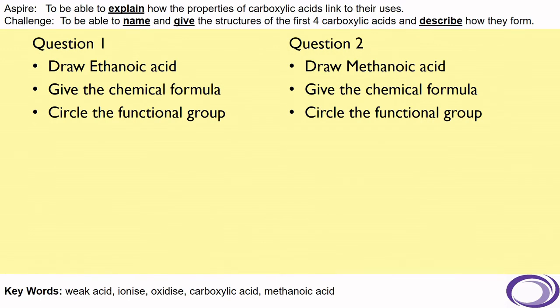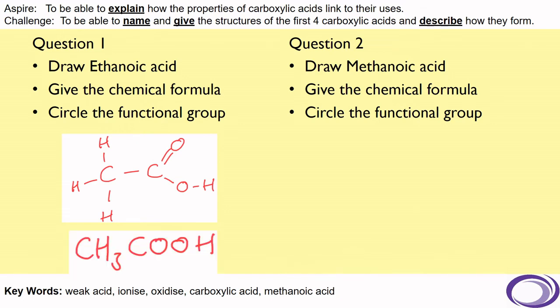Okay, so you should have something that looks like this for ethanoic acid. 2 carbons, we've got the double bond O and then the OH coming off one of the carbons, and then 3 hydrogens coming off the other one. So the chemical formula will be CH3COOH. The functional group, you would actually include that carbon in the functional group as it is COOH, which is the functional group. So that's the section you would circle there.